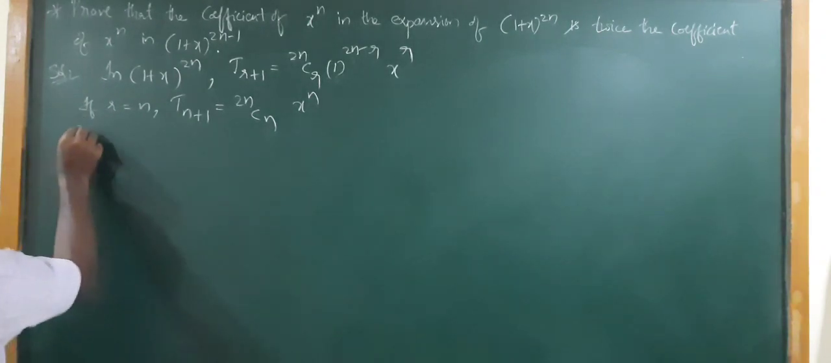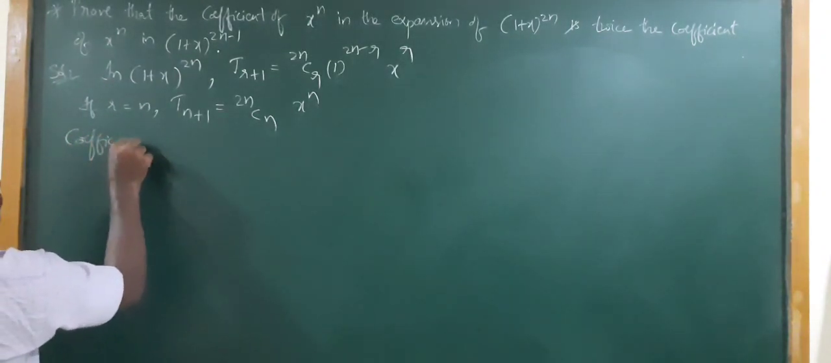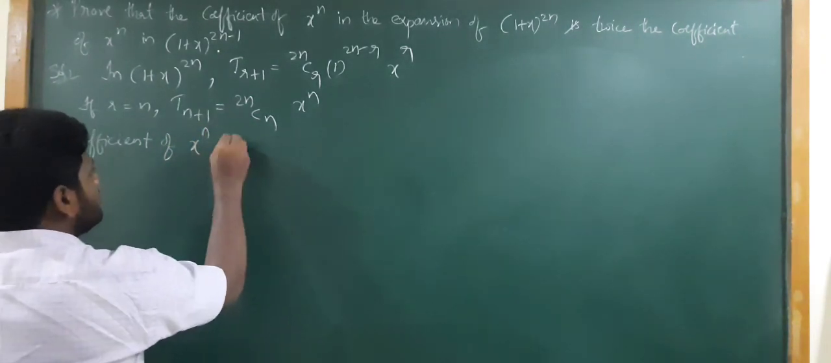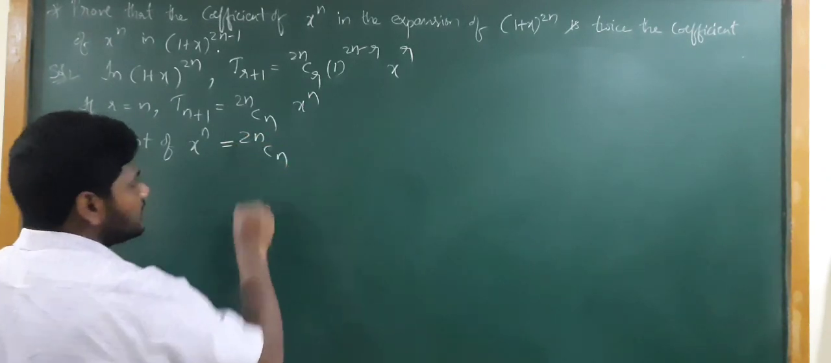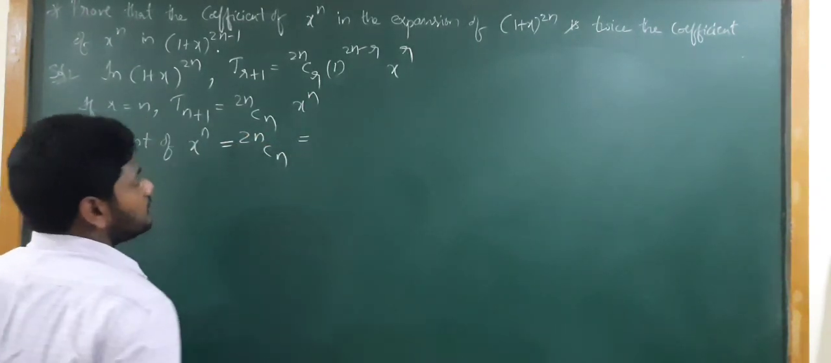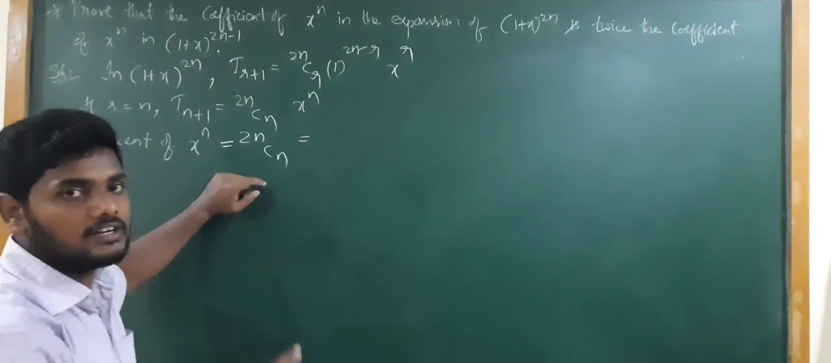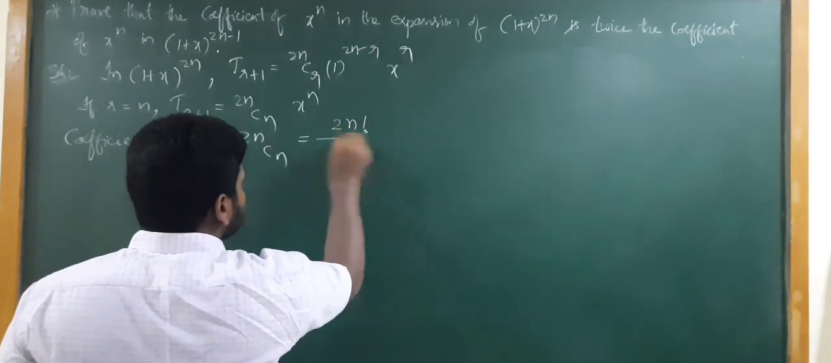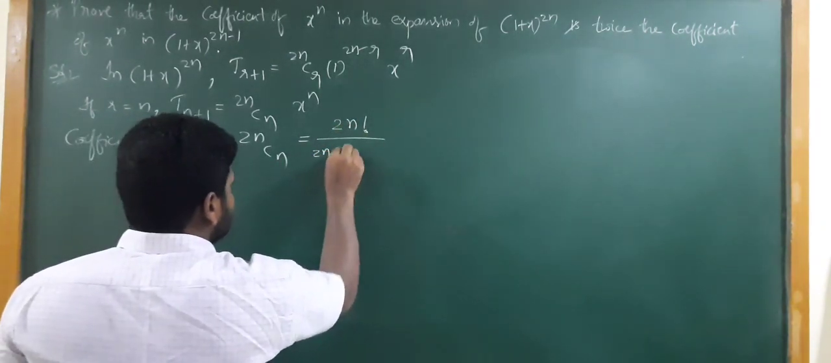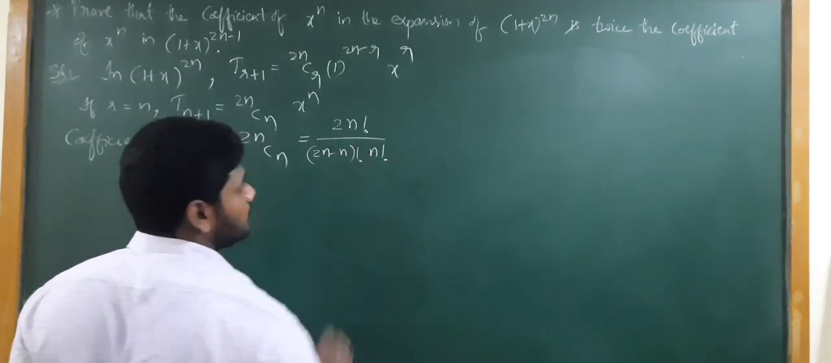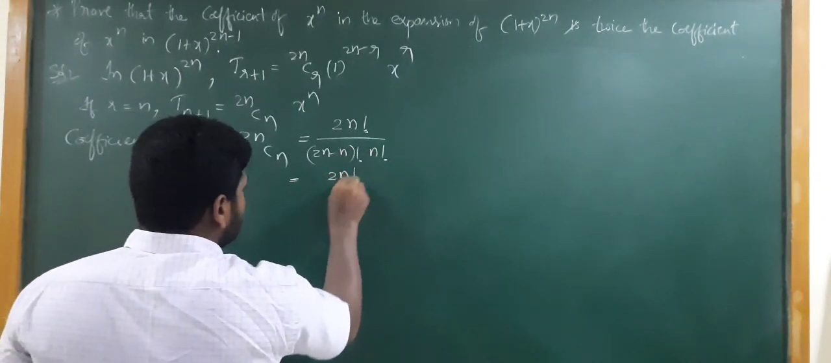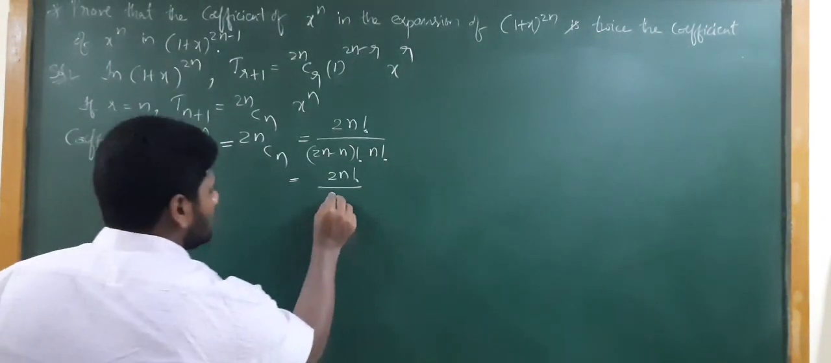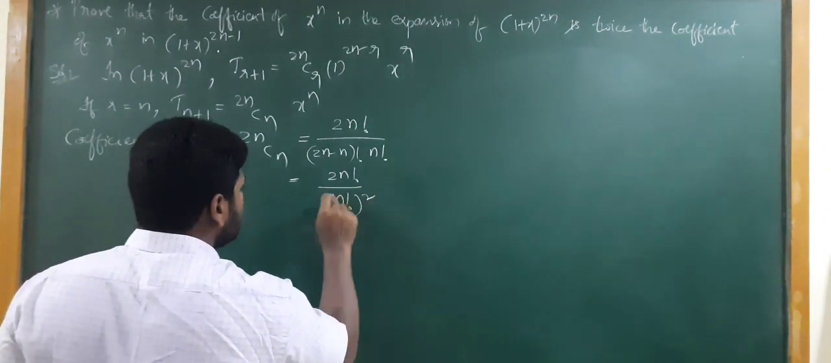Now from this, what is the coefficient? So the coefficient of x to the power of n is equal to 2n C n. What is 2n C n? We know the nCr formula. What is nCr? n factorial by (n minus r) factorial into r factorial. If we expand through that formula, it will become 2n factorial by (2n minus n) factorial into n factorial, which gives 2n factorial by n factorial into n factorial. n factorial into n factorial is n factorial whole square.